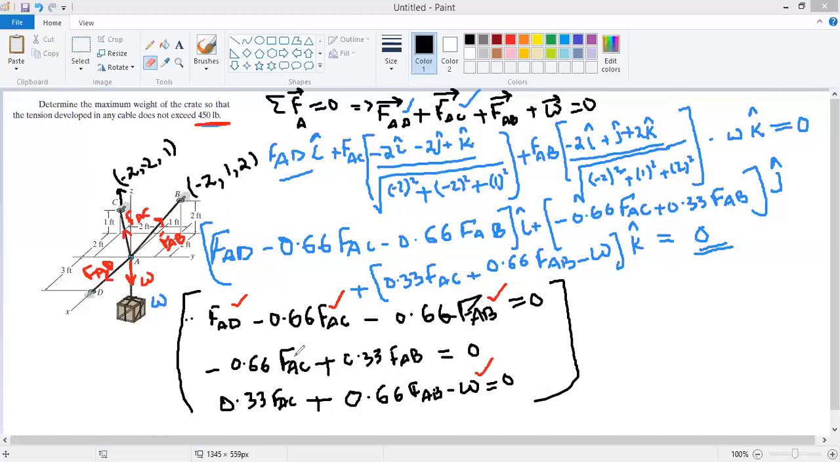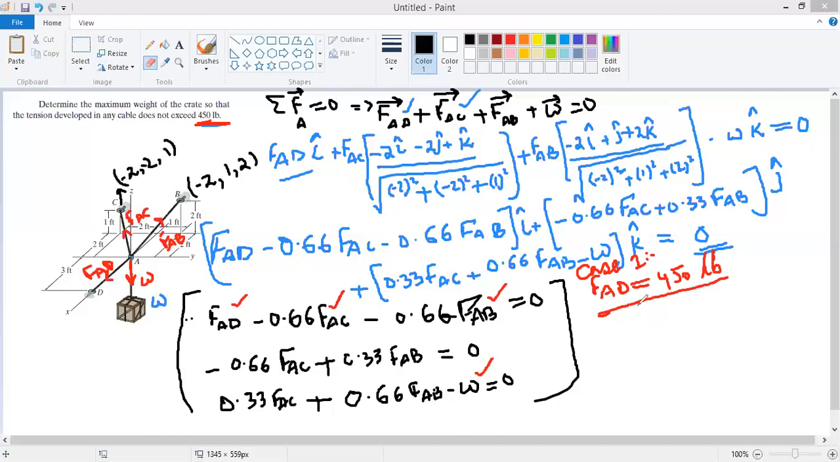So what we do is, first of all, let's assume that FAD is equal to 450 pounds. Let's make a trial and see what we will obtain. Because we know the restriction that has been imposed over this system is that the force should not exceed 450 pounds in any of the cables. So let's take this as case one, and in this case one, we say FAD is equal to 450 pounds.